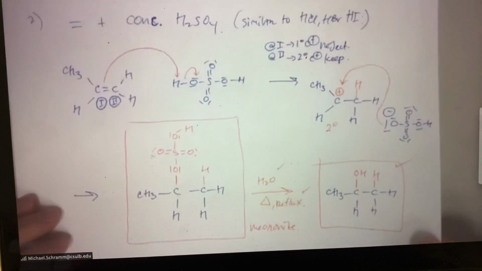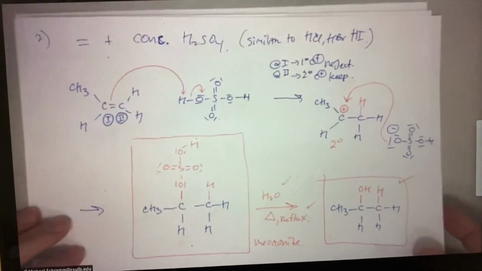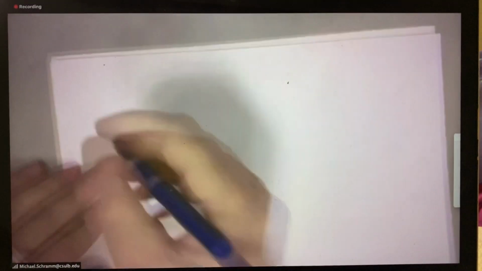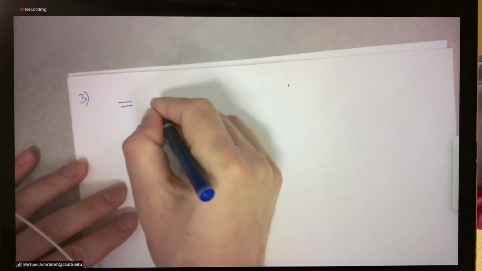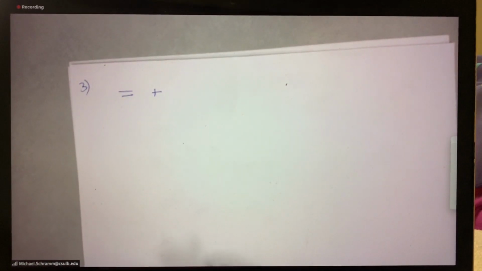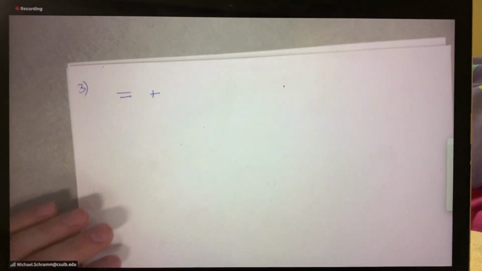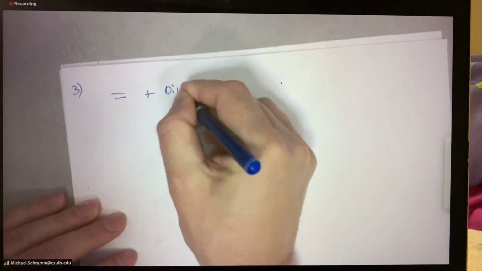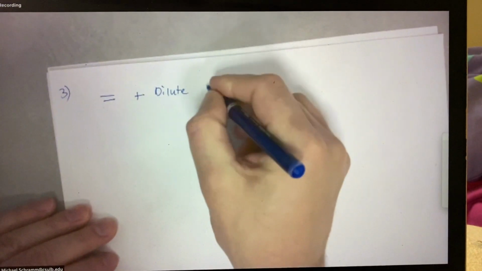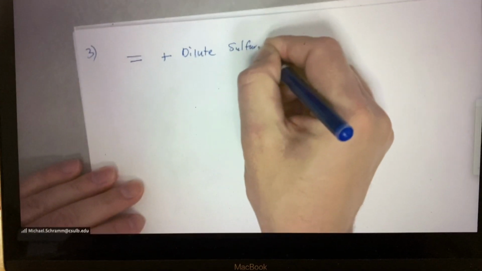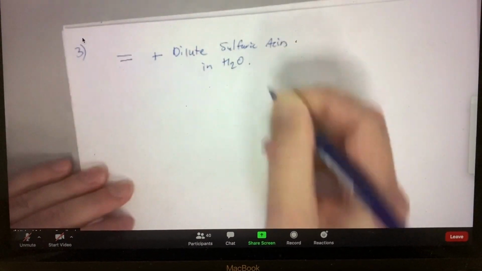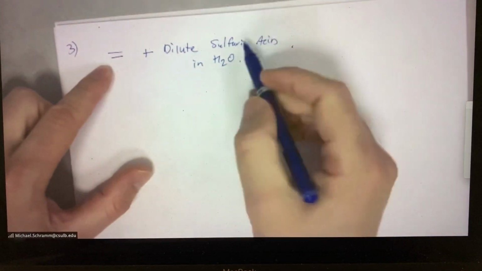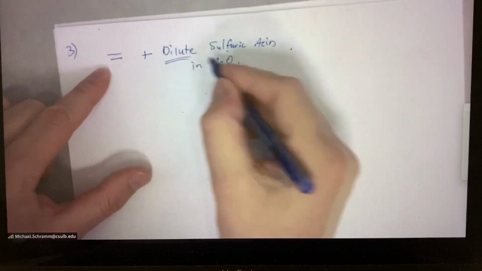Let's look at our third reaction. Our third reaction is going to be very, very similar to our second and first reaction. Our third reaction, we're going to take alkene plus dilute sulfuric acid in water. So we're going to take our alkene, we're going to add a little bit of sulfuric acid in water.